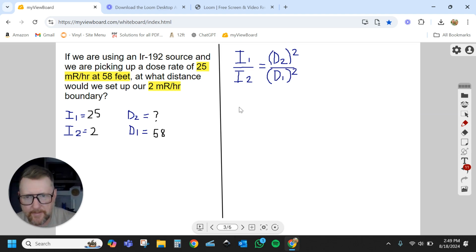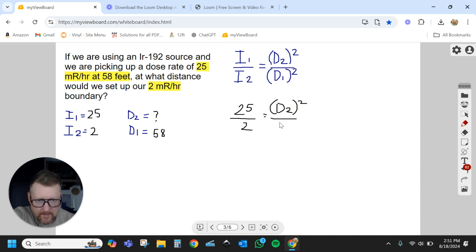So, intensity 1, 25, over 2 equals D2. D2 is unknown. We're just going to leave it D2 squared over 58 squared.